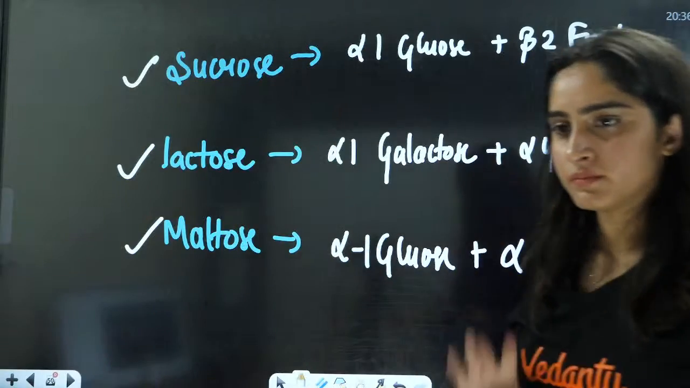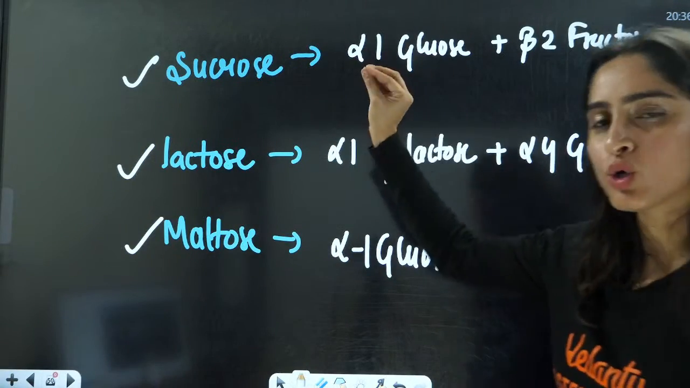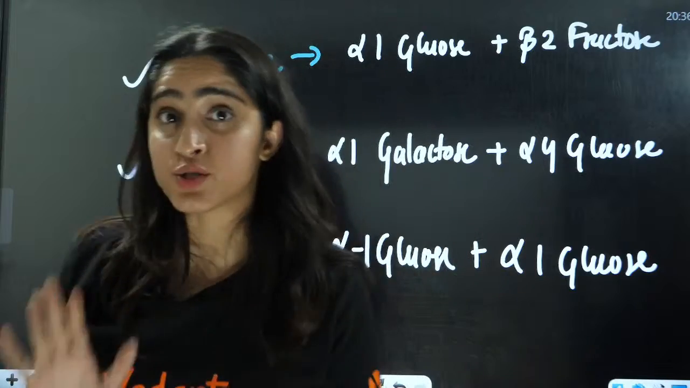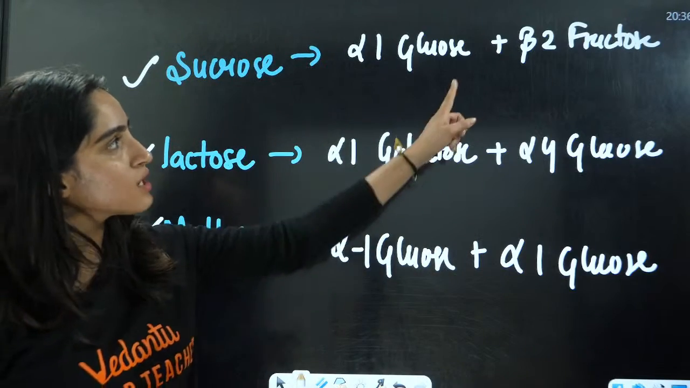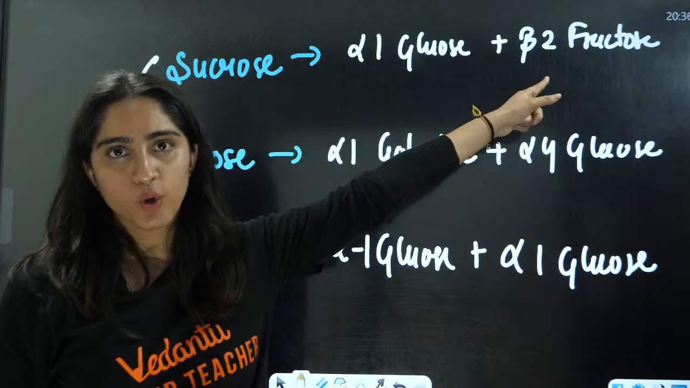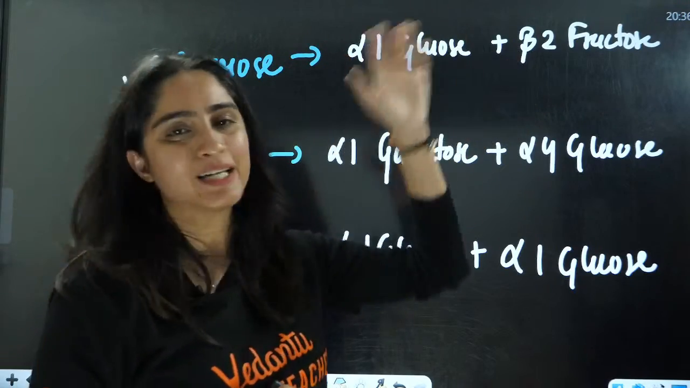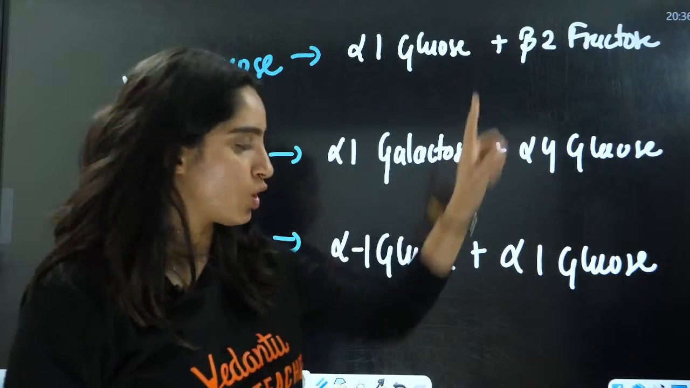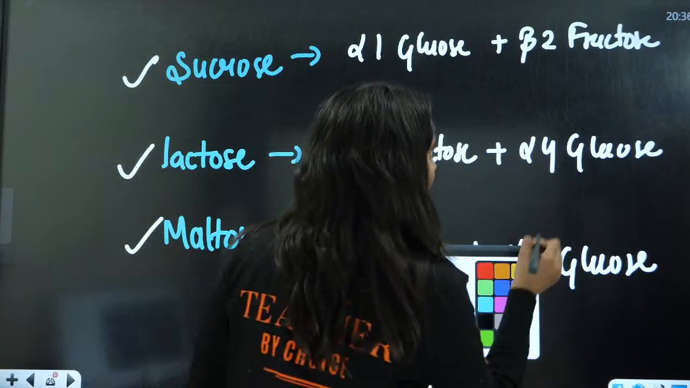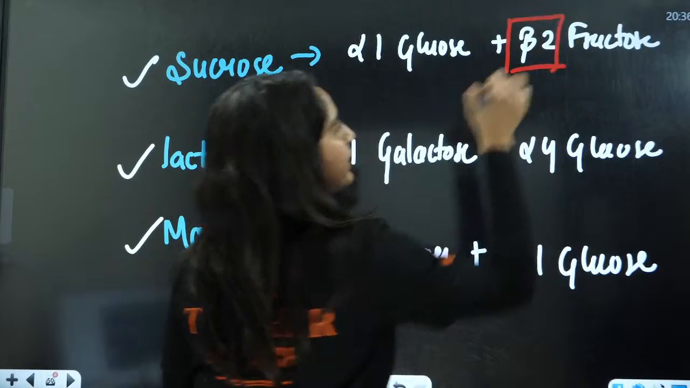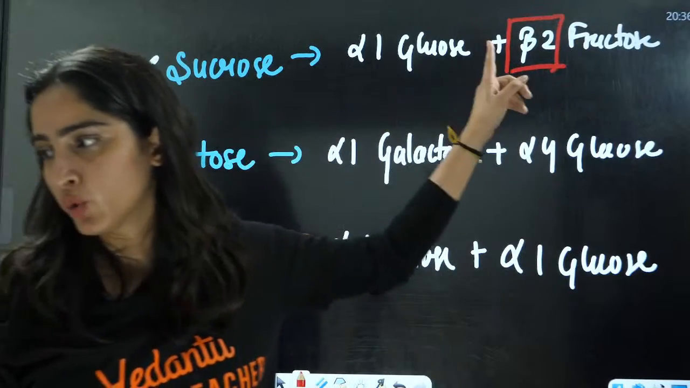Okay, the sucrose one is something that students usually do wrong, because there is alpha 1 and beta 2. They usually want to eliminate alpha 1 and beta 4, right? This is beta 2. Okay, I am going to highlight this. This is beta 2. This is not beta 4. Okay, this is beta 2.